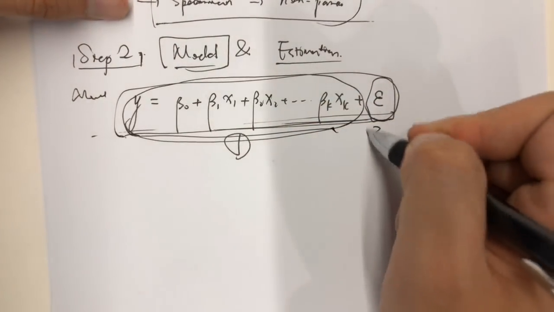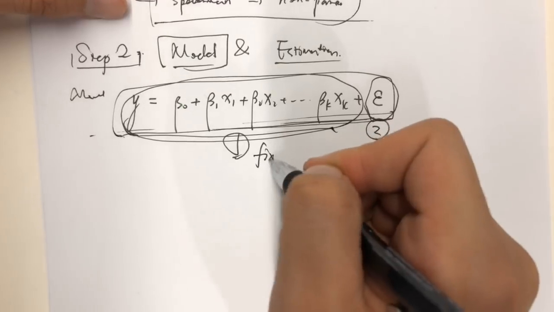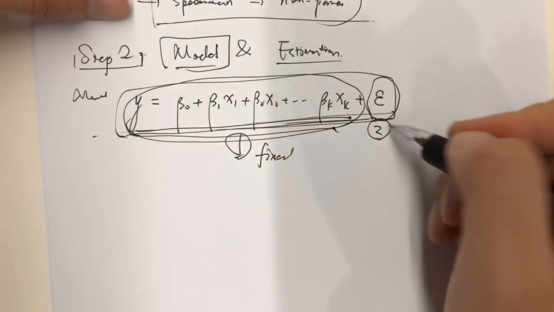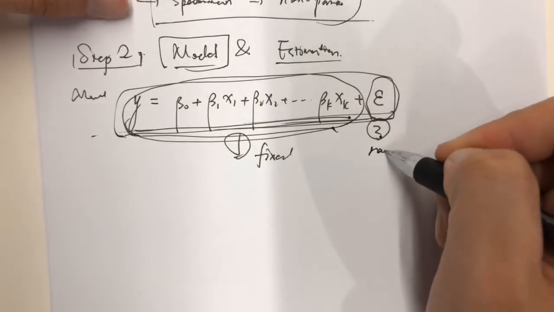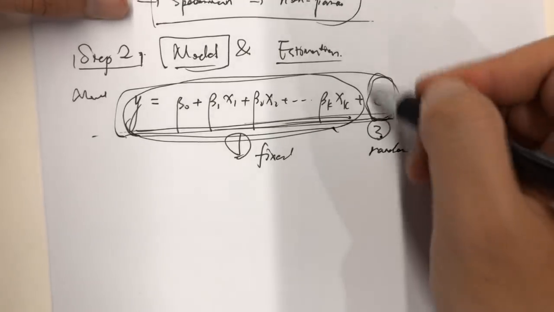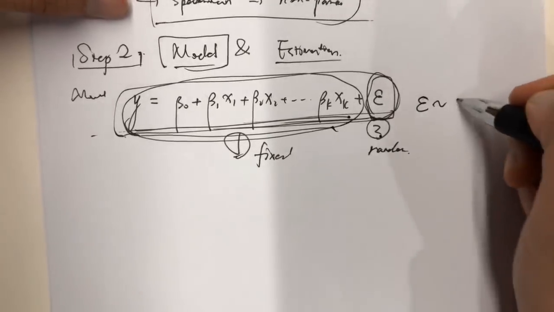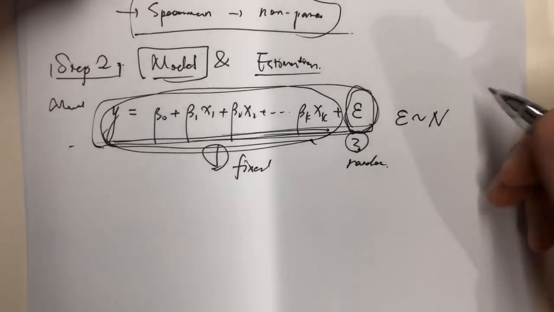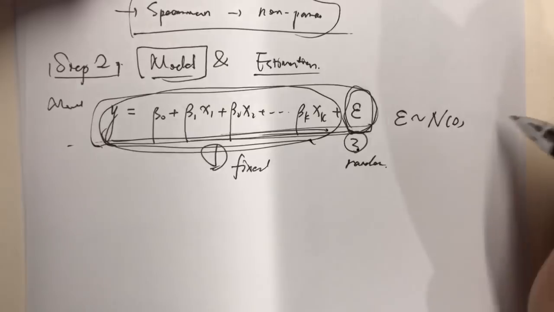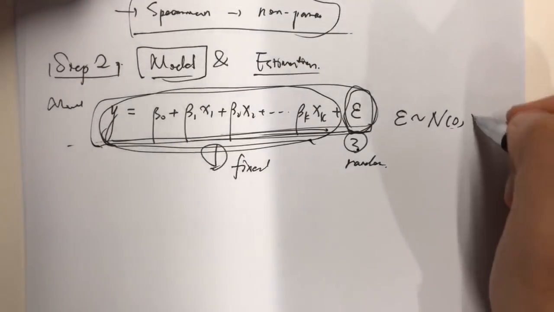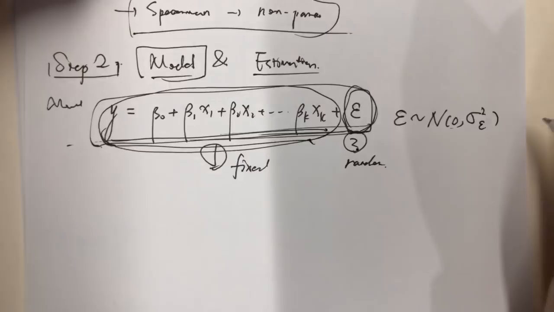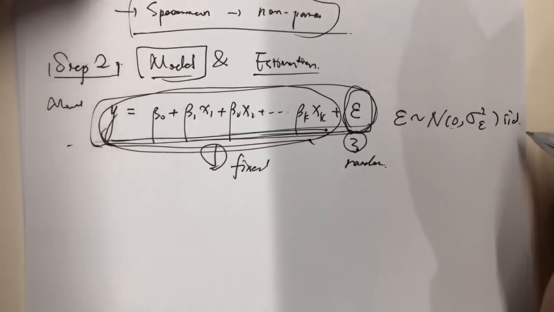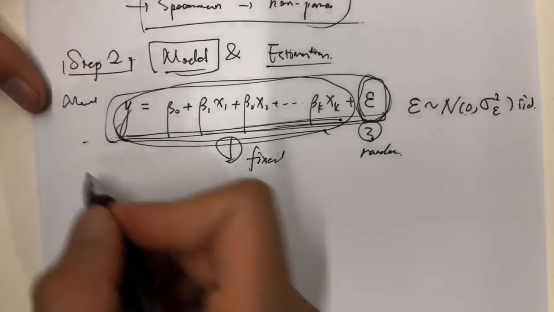Part 1, part 2. So part 1 is fixed, it's a straight line. And part 2 is random, which is an error term. And we know this error term has the same assumption of our ANOVA model, right? Normally distributed with conditional mean of 0 and the same conditional variance, IID, right? Okay, so this is about the model.